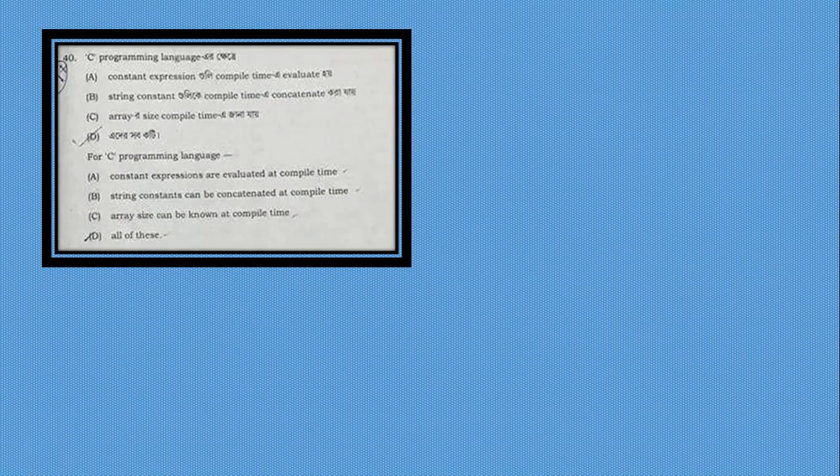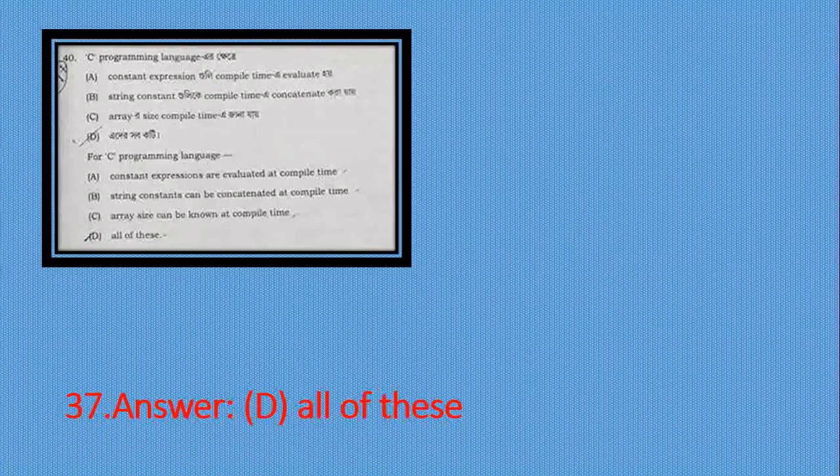For the C programming language, constant expressions are evaluated at compile time. String constants can be concatenated at compile time. Array size can be known at compile time. All of these are satisfied in C language. So D is the answer.